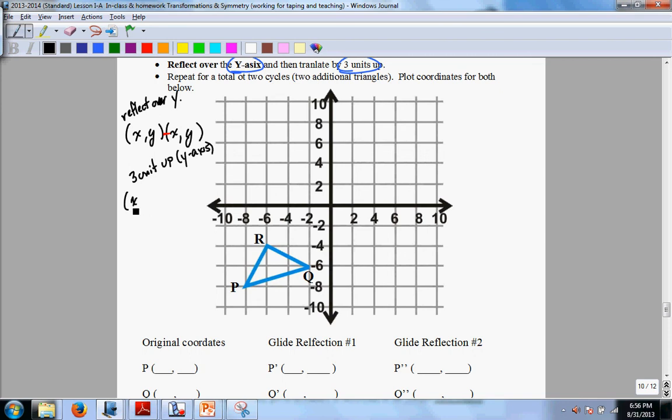So we take our x, y coordinate, 3 units up, that's a vertical motion, so we're going to add v. Our final product is going to be x, y plus that vertical motion, which is 3 units up. That is our translation.